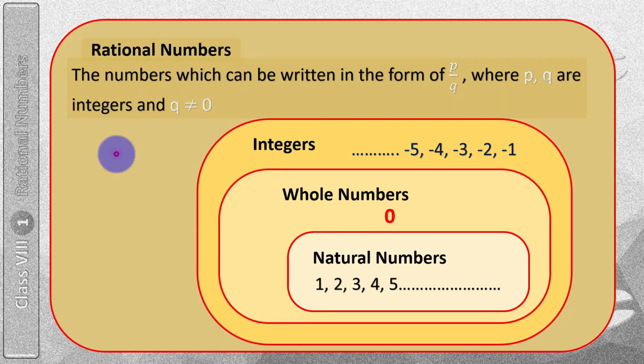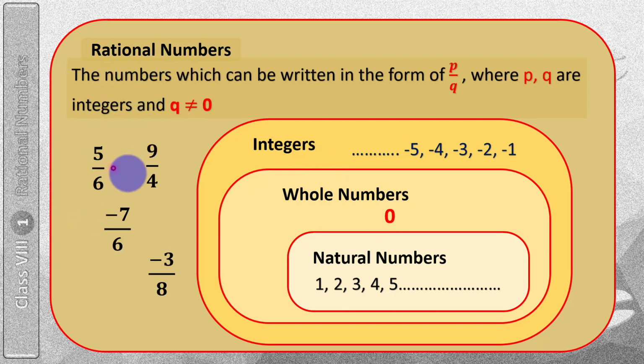And rational numbers. Rational numbers means the numbers which are written in the form of p by q, where p, q are integers and q not equal to 0. From this diagram we can say that natural numbers are also rational numbers, whole numbers also belong to rational numbers, and integers also belong to rational numbers. Here, rational numbers are 5 by 6, 9 by 4, minus 7 by 6 and minus 3 by 8. These are in the form of p by q, where the denominator is not equal to 0.